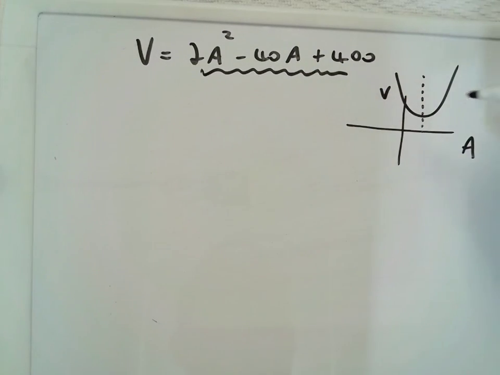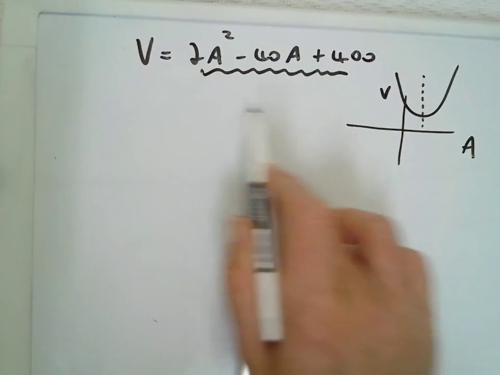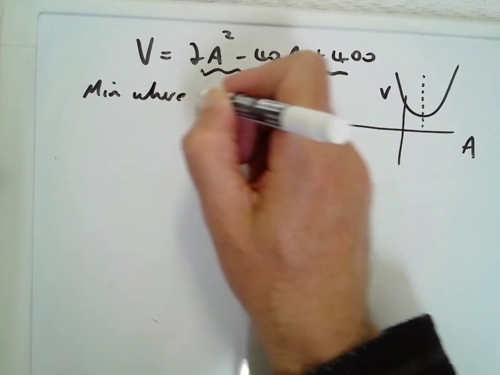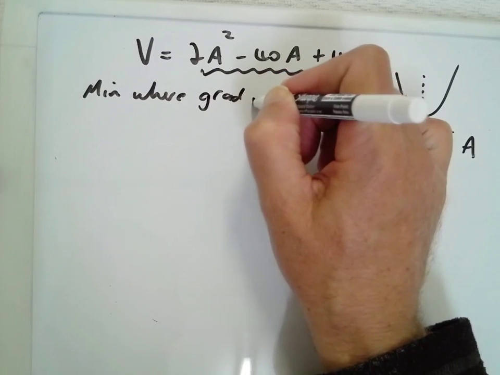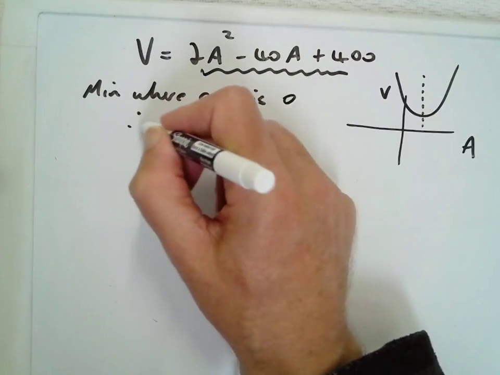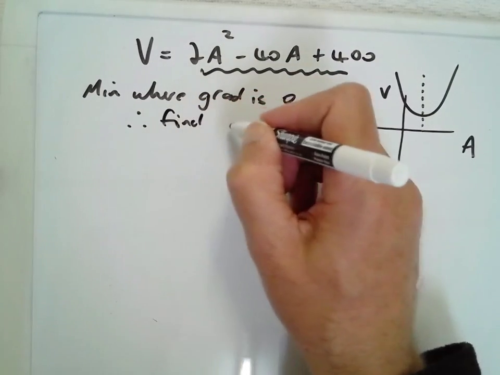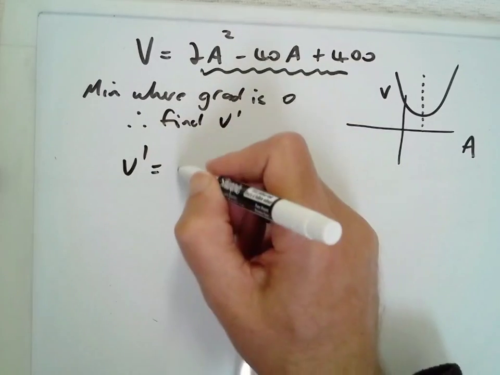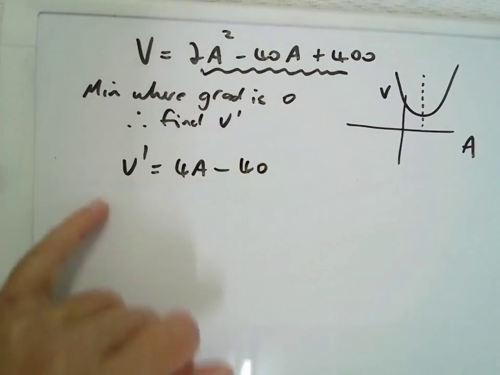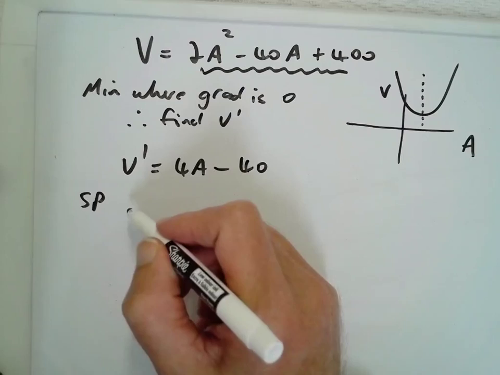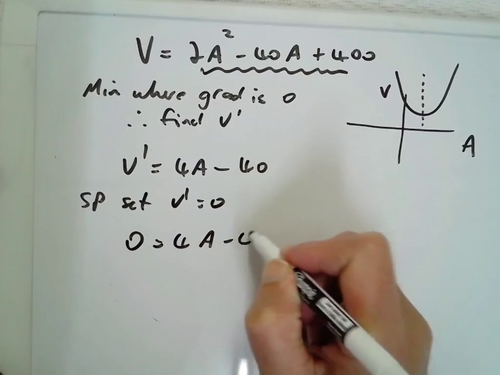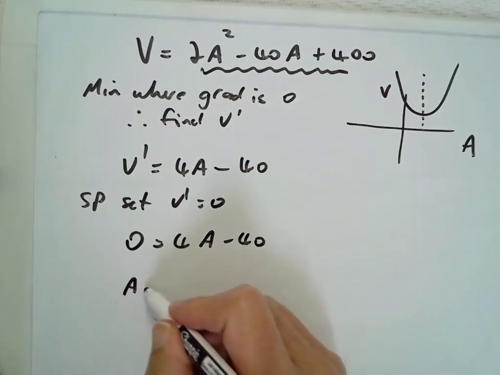That minimum value will happen where the slope is 0. So again, we would write that minimum where gradient is 0. Therefore, find V dash. V dash is 4a minus 40. Again, by inspection, and we're going to say the stationary point, set V dash equal to 0. So 0 equals 4a minus 40. Put the 40 over there, so a equals 10.